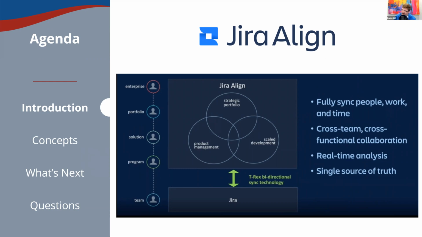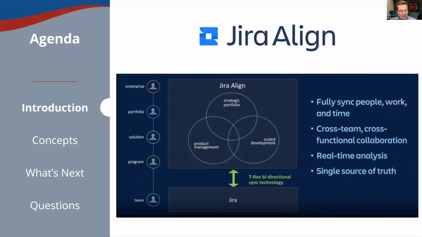Speaking of threes, this product also has three distinct hierarchies within the tool. It manages people, time, and work, which if you stop and think about how enterprise work gets done, it really happens along those three hierarchies. It also serves for cross-team and cross-functional collaboration. It provides real-time analysis, single source of truth, all the things that you would expect from an enterprise tool. And we are going to get into the tool in a little bit. I don't want to talk that long about slides.